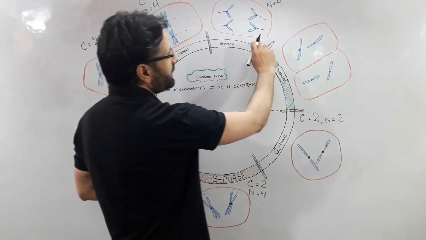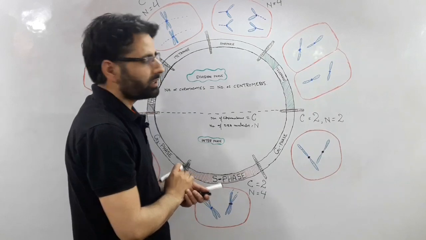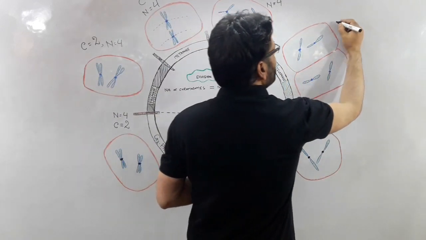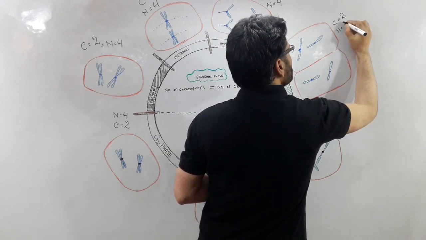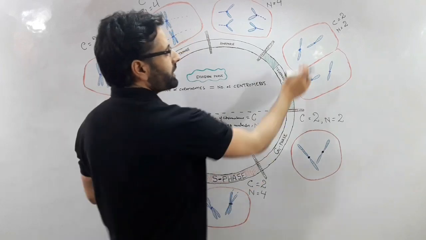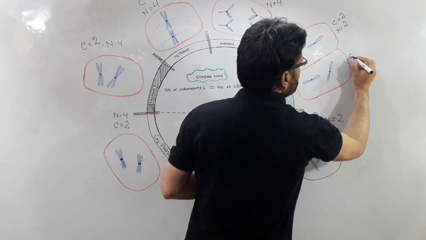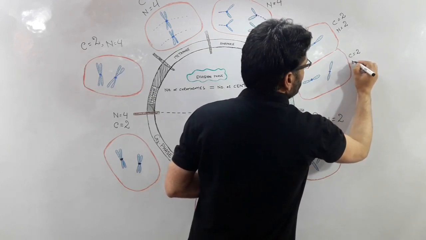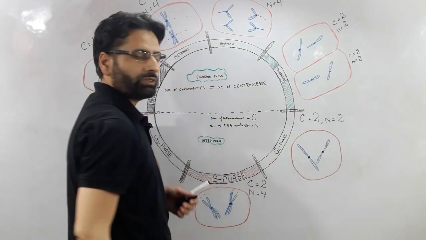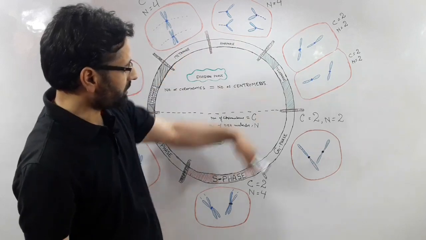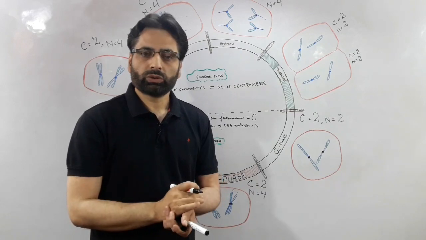And when the cell enters from the anaphase into the telophase and then cytokinesis occurs, in this cell we again have chromosome number 2 and DNA molecules 2, because we have 2 centromeres present in this cell. The same will be the case with this one, that we will have 2 chromosomes and 2 DNA molecules, and it is the same as that of this one, the cell in the G1 phase. So this is the variation in the number of chromosomes and number of DNA molecules.